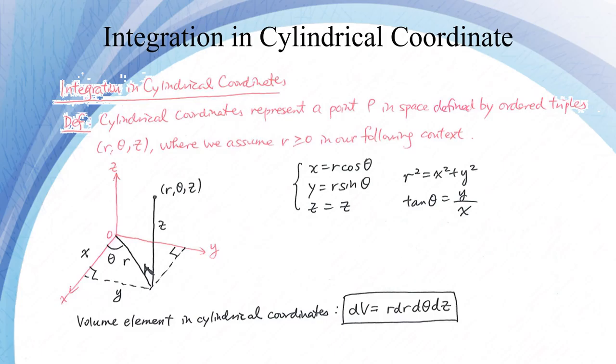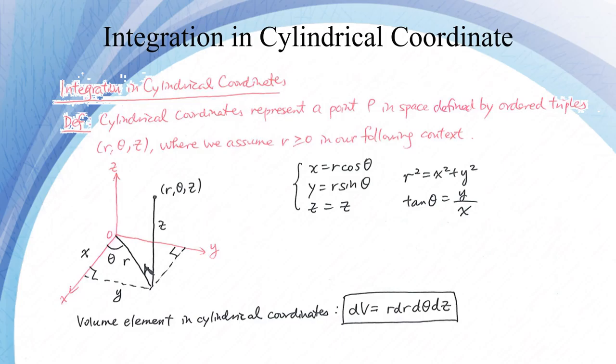So the former two examples are in Cartesian coordinate systems. But in some cases, we need to do integration in cylindrical coordinates. It will be easier. So let's first of all review the definition of cylindrical coordinates.